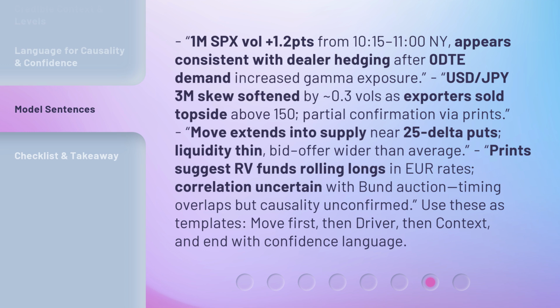Prints suggest RV funds rolling longs in EUR rates. Correlation uncertain with bond auction. Timing overlaps but causality unconfirmed. Use these as templates. Move first, then driver, then context, and end with confidence language.